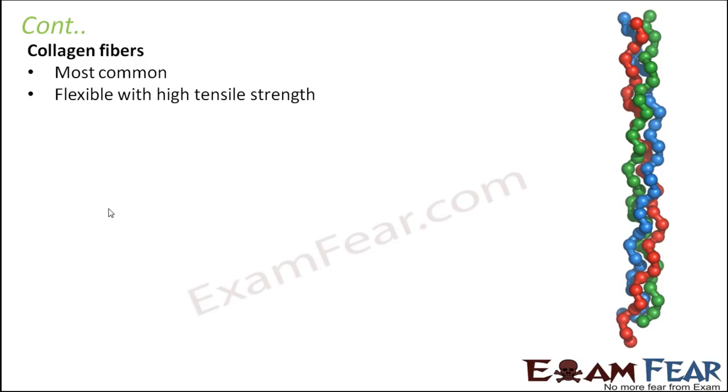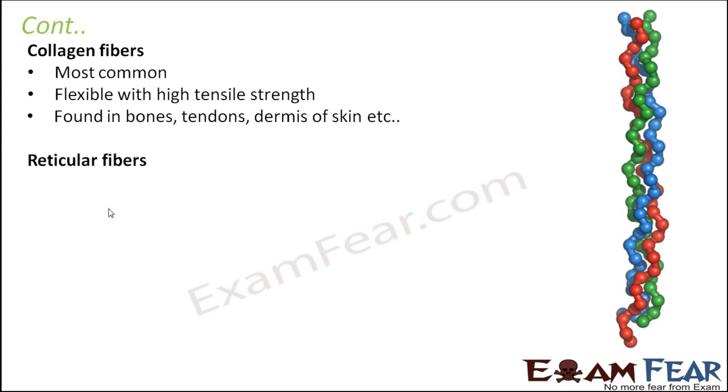This is the most common. It is flexible with high tensile strength. So flexibility is there, at the same time it has good strength. It is found in bones, tendons, dermis of skin, etc. These are the places where you can see collagen fibers. The next is reticular fibers, which are arranged in a mesh-like pattern. That is something like a sieve, a mesh-like pattern.